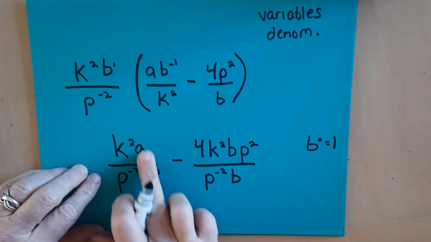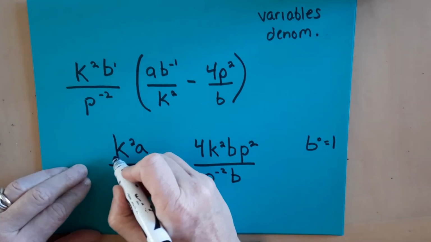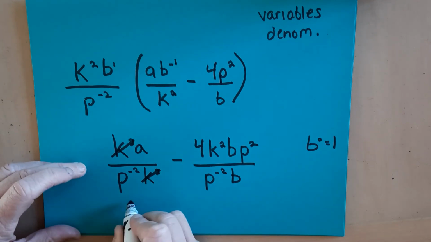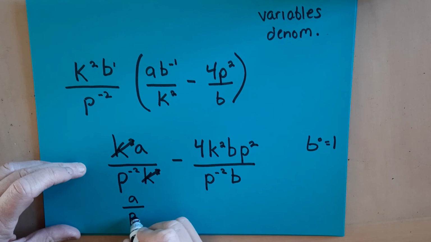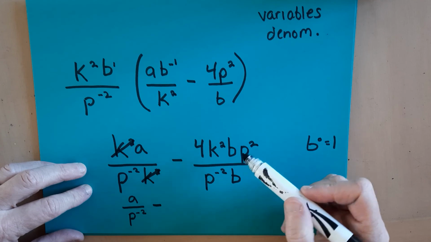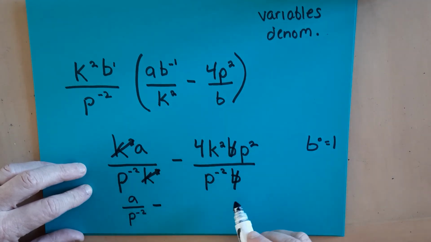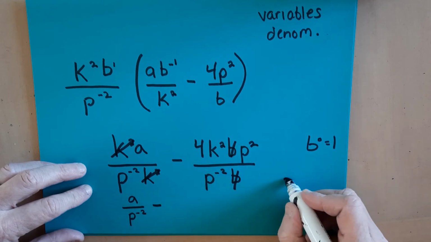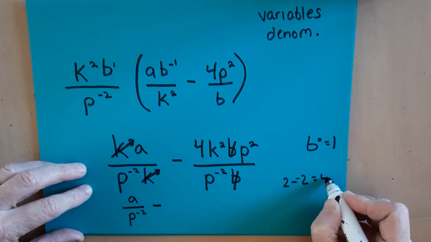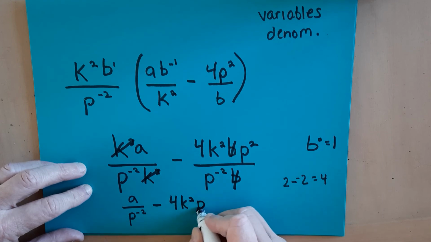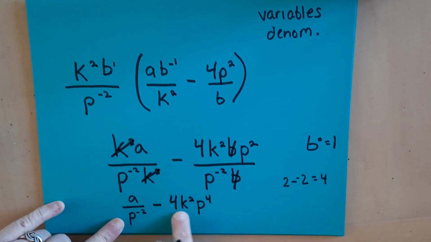Now we can start simplifying these fractions. On here, the k squared crosses off, so that leaves us a over p to the negative second. Subtract. Now we have to look, we can get rid of the two b's. The b over here can cross off with that one. And we have p squared, so we have 2 minus a negative 2. 2 minus a negative 2 equals 4. So the answer to this one would be 4 k squared p to the fourth. Okay, this is the answer.